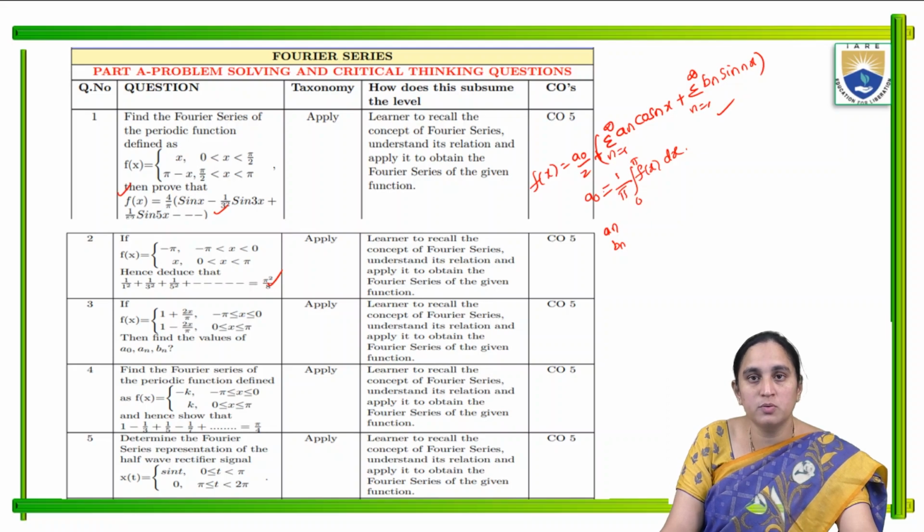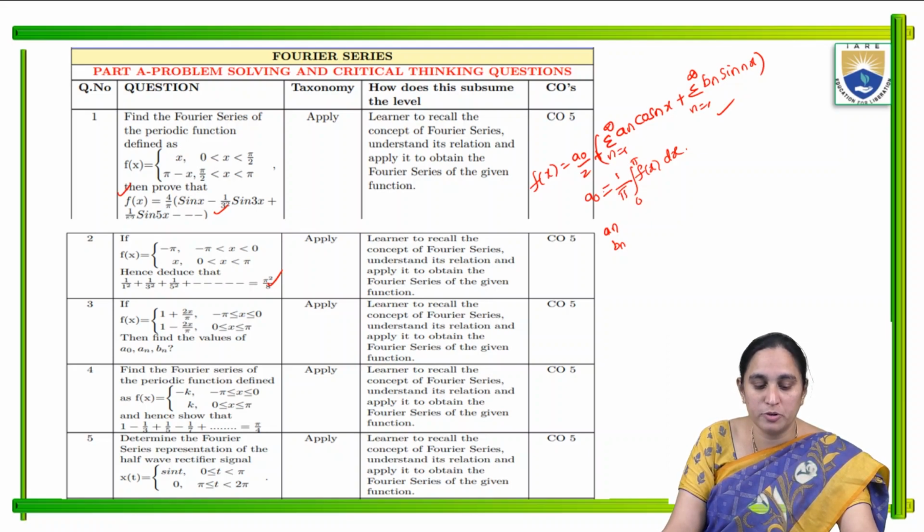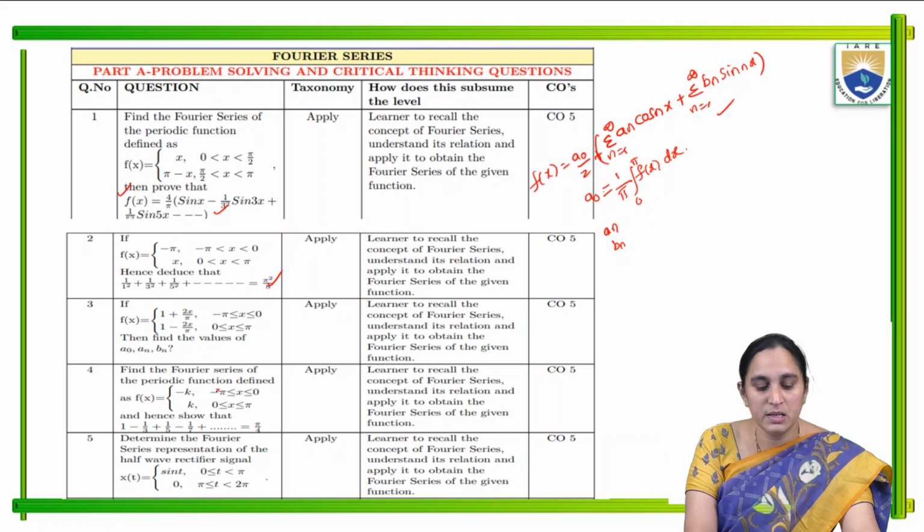Next, the fourth question. Find the Fourier series of the periodic function defined as f of x is equal to minus k for minus pi less than or equal to x less than or equal to 0, and k for 0 less than or equal to x less than or equal to pi. Hence show that 1 minus 1 by 3 plus 1 by 5 minus 1 by 7 and so on is equal to pi by 4.